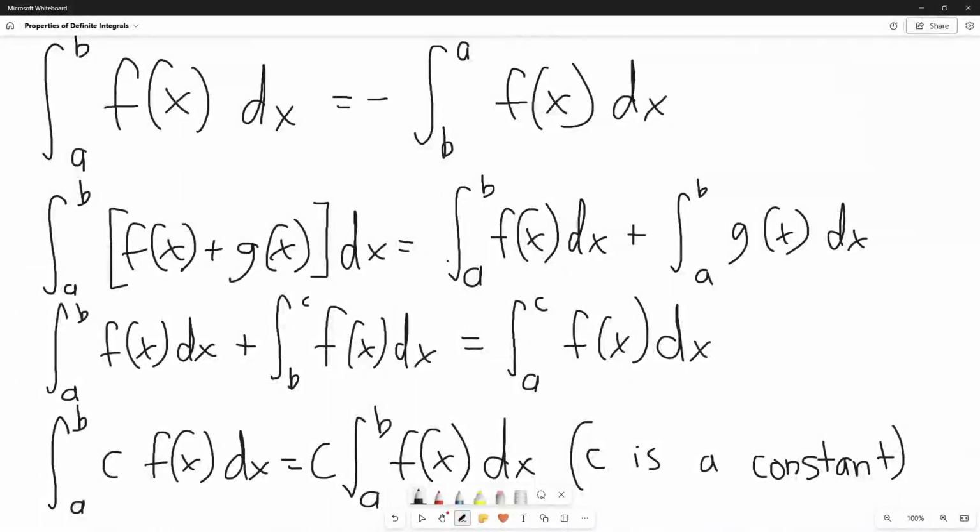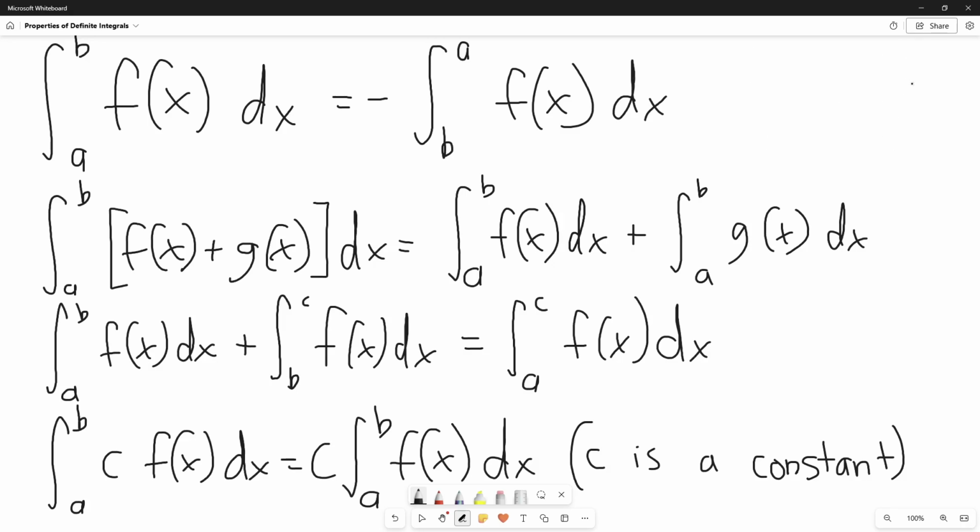Here are four properties of definite integrals that I'm going to be covering. The first one is the integral from a to b of f of x with respect to x is equal to the negative of the integral from b to a of f of x with respect to x. As you can see, the difference between these two is that b and a are swapped. Let's say a was 3 and b is 7. The definite integral from 3 to 7 is equal to the negative integral from 7 to 3.